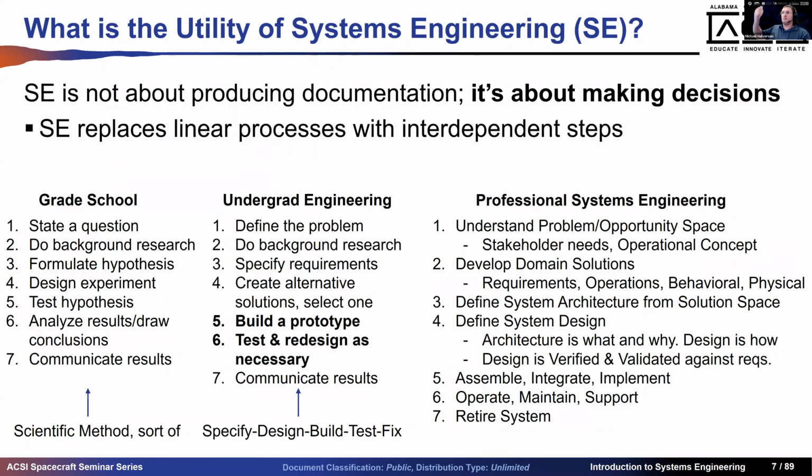So a lot of material on here, but it's important to know where we come from. So a lot of you in your work produce documents, but that's not what systems engineering is about. Systems engineering is about decision making. It's about understanding the purpose of the documents and then executing along the procedures defined in them. So in grade school, what we learned at the very beginning was the scientific method, where you have that hypothesis and you design an experiment and you test the hypothesis, you get your conclusions, and then you communicate those.